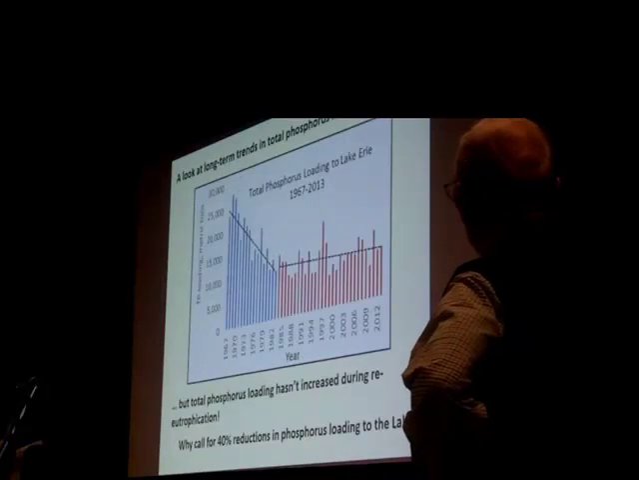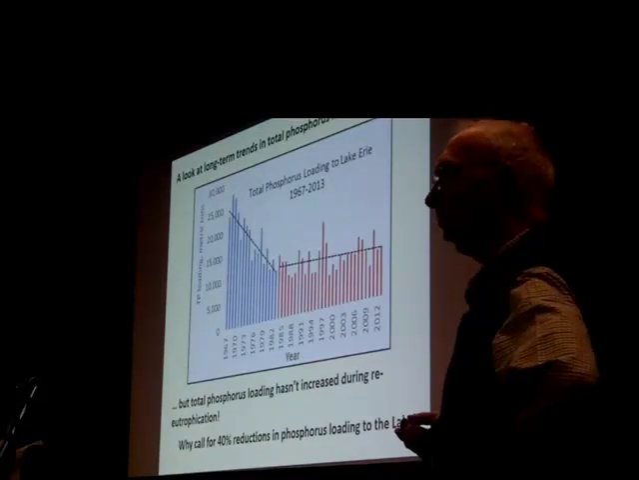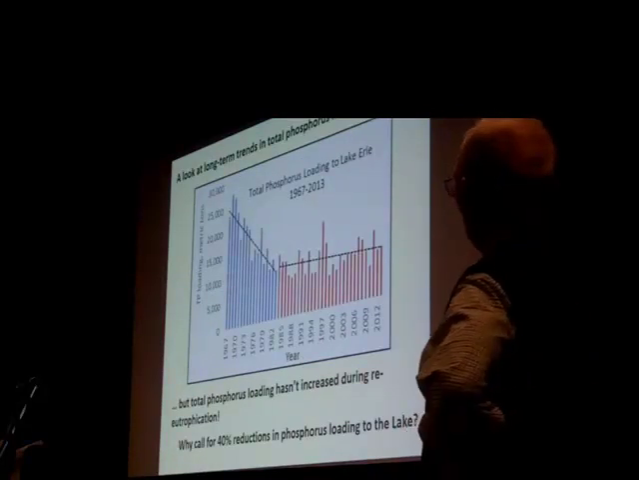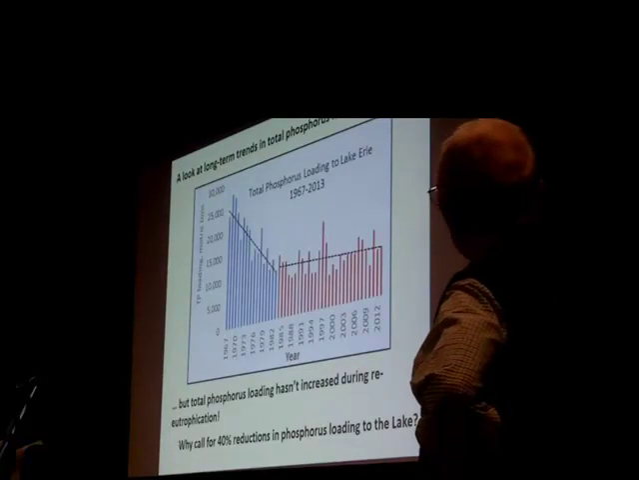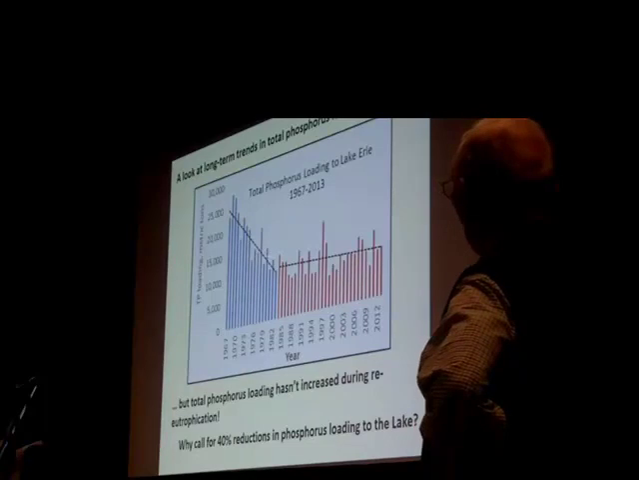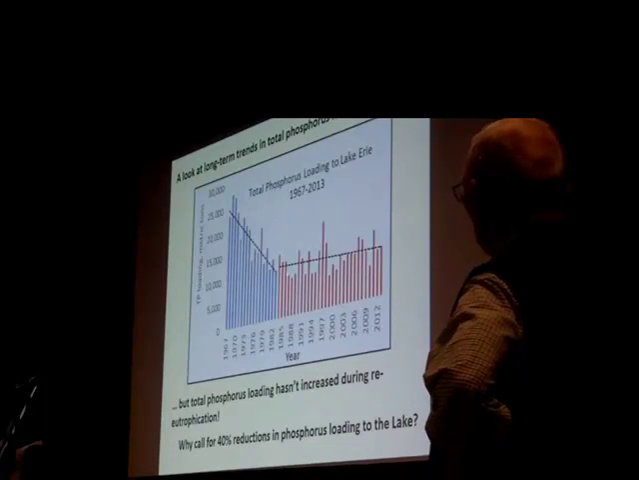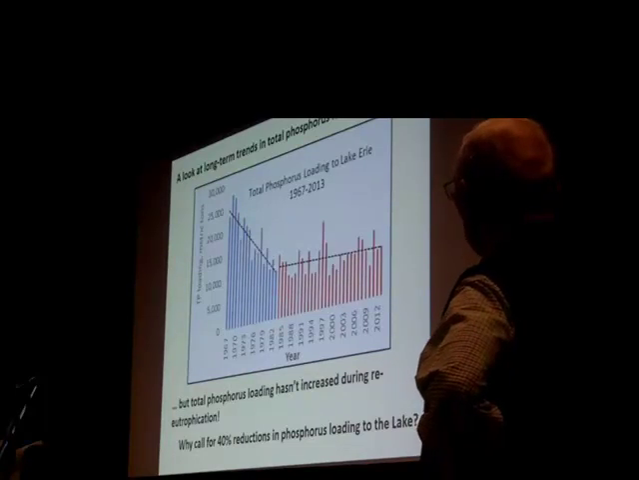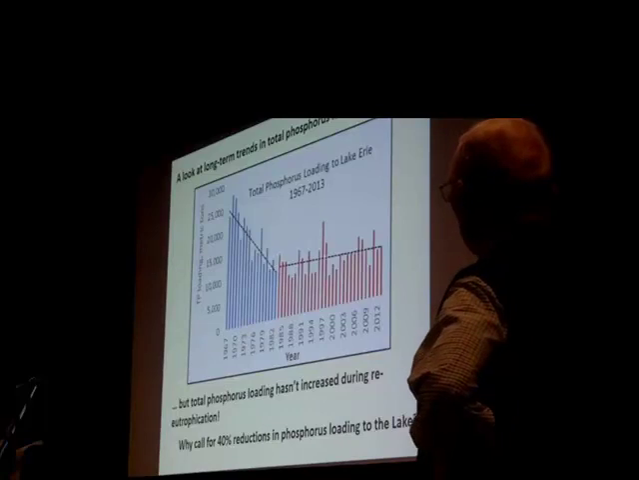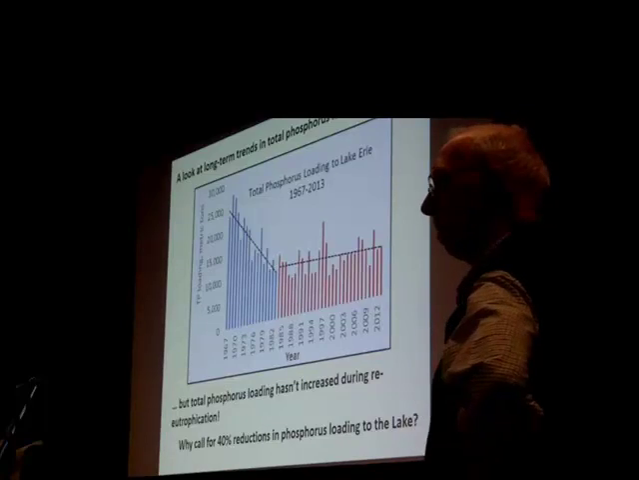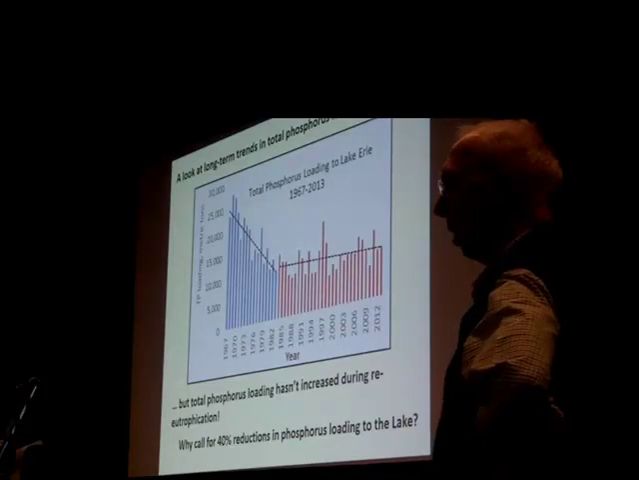So if we look at Lake Erie as a whole and look at the total amount of phosphorus going into the lake back to 1967, this 25,000 metric tons dropped very rapidly to the early 1980s, and then has dropped rather slowly since that time. That's total phosphorus loaded into Lake Erie.